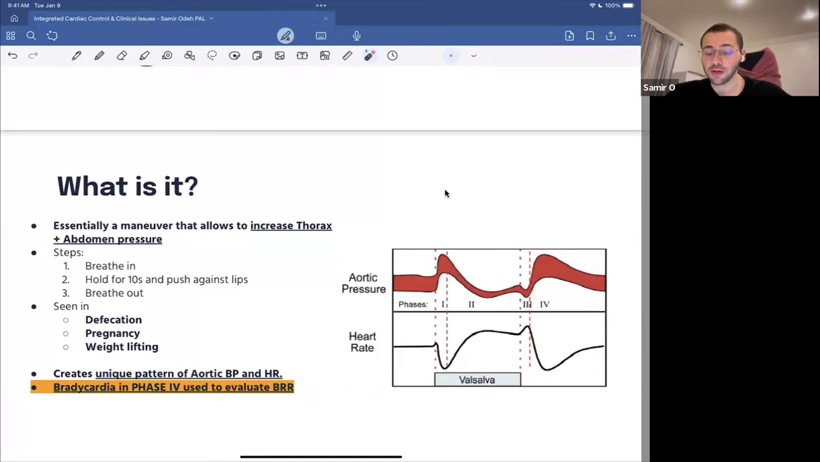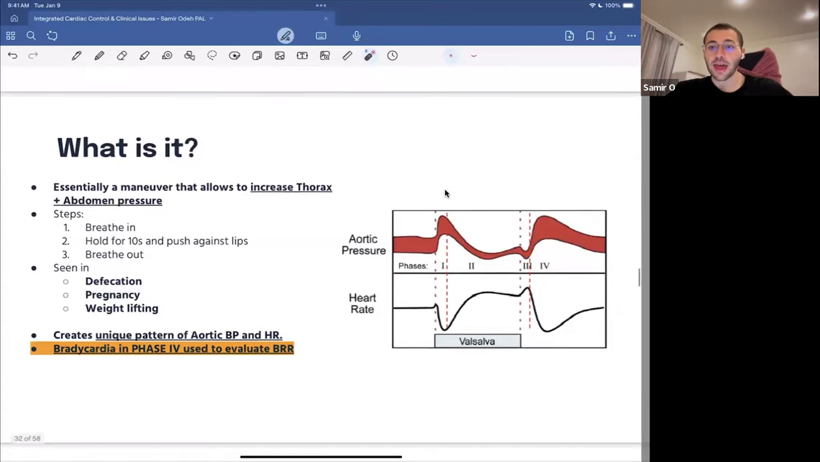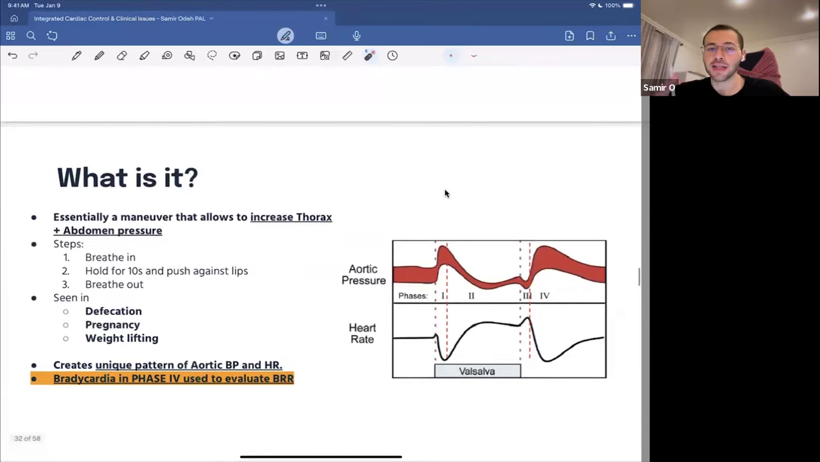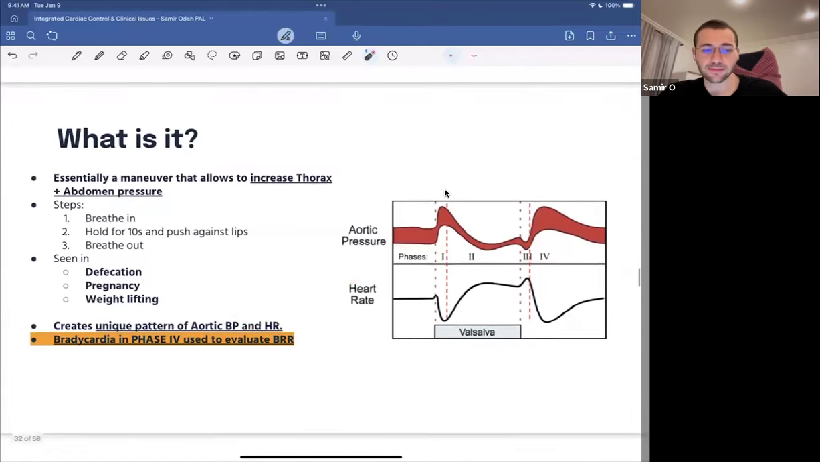Now the thing with a Valsalva maneuver is that it causes a very unique trace in the aortic pressure graph and the heart rate graph. And you really need to understand the maneuver in depth to understand why each change is occurring. One nice little aspect of the Valsalva maneuver is that it's used to evaluate your baroreceptor reflex, and we'll see how that happens.